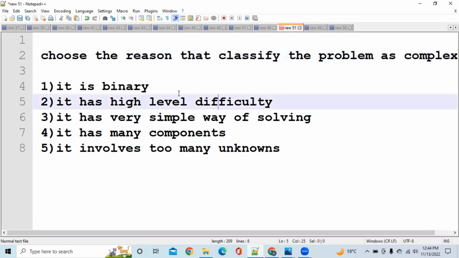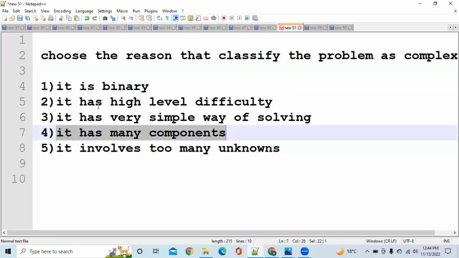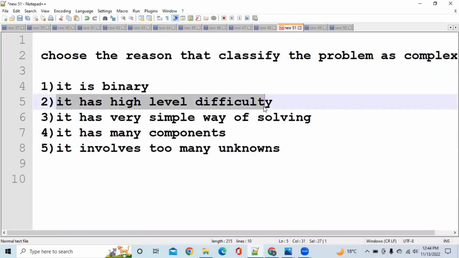Choose the reason that classifies the problem as complex. So what can be the answer according to you? I am waiting for 5 seconds. Please comment down your answer. So the answer will be: it involves too many unknowns, it has many components, and it has a high level of difficulty. So these 3 will be the answer.